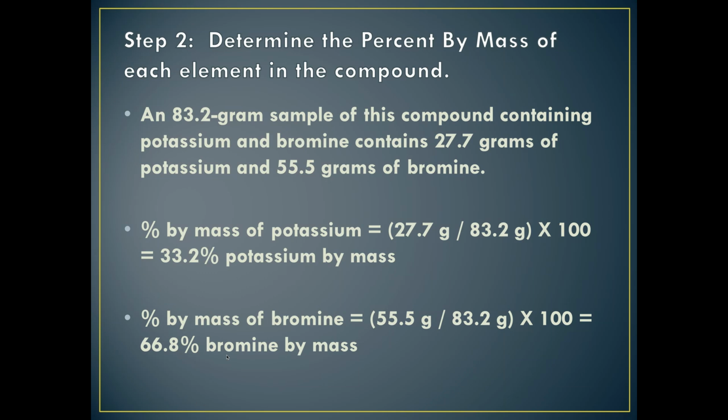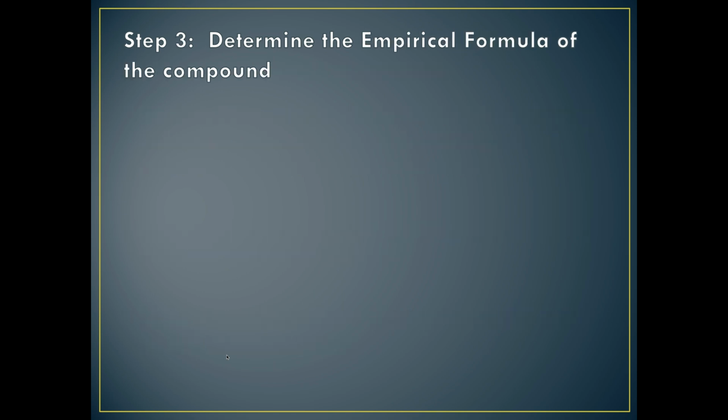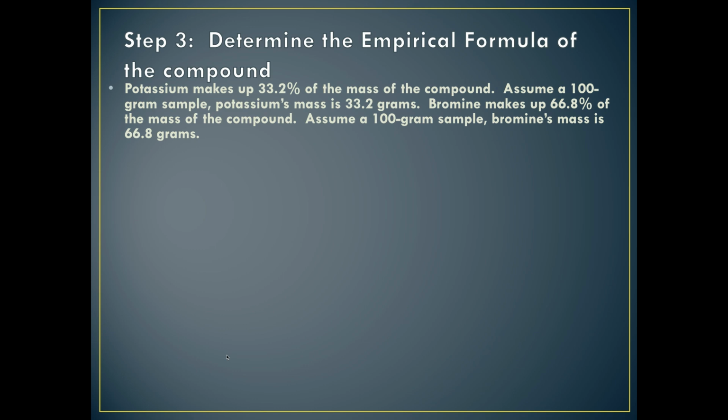And you may very well do an experiment in class where you find the percent by mass of elements in a compound. There is another way to do it, and that's by using the empirical formula of the compound. And in this case, instead of getting experimental data, you just use the atomic masses of the elements in the compound. So let's say potassium makes up 33.2% of the mass of a compound.